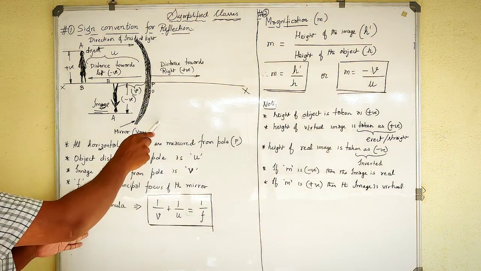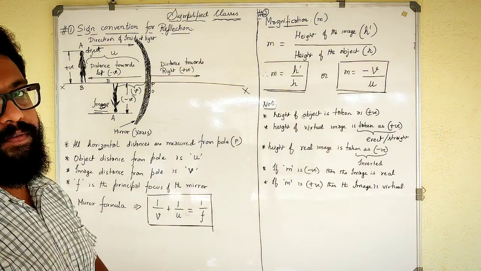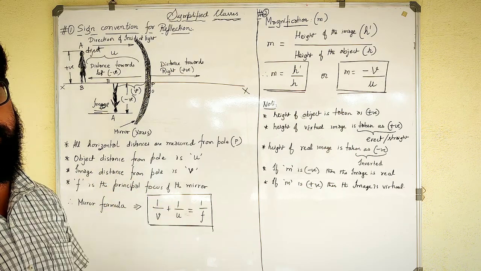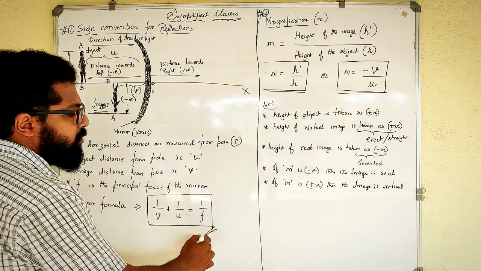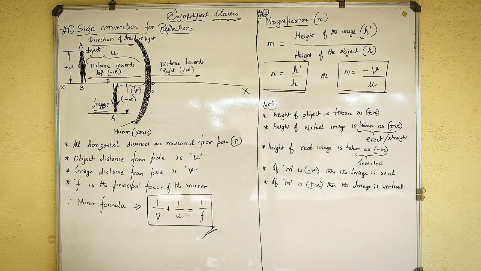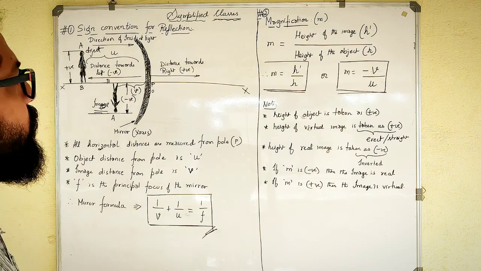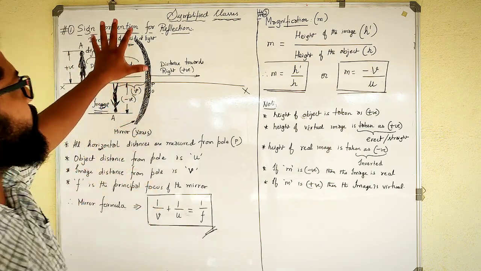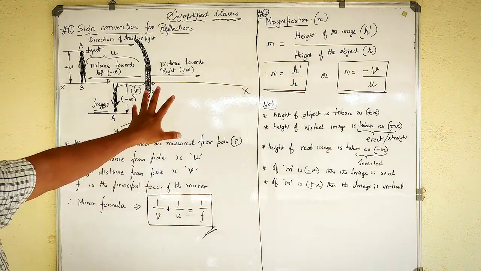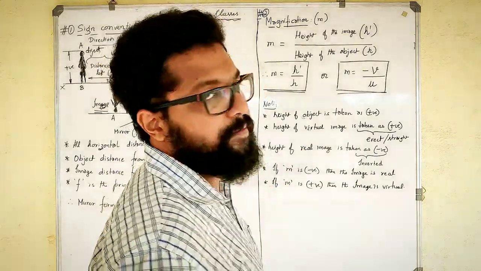Then based on these notations, we have created a formula called the mirror formula, which means 1 by v plus 1 by u is equal to 1 by f. Just remember the formula, we need not know the derivation for this formula. So the mirror formula will be 1 by v plus 1 by u is equal to 1 by f. So remember this formula, and this is the topic which you need to understand for the sign conventions in reflection using spherical mirrors. The next topic under that will be magnification.